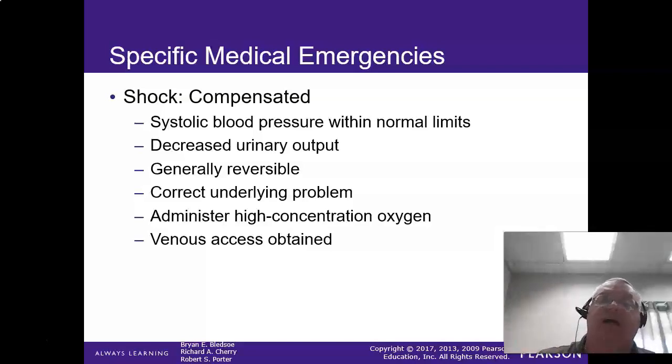But look for these other signs. Decreased urine output, again, the body is trying to hold on to fluid. Again, correct the underlying problems, and administer high flow O2. Get your venous access. Just understand that venous access, especially in a hypovolemic or distributive state, is going to be a little bit difficult. Matter of fact, in your hypovolemic states, you're probably going to have to be thinking IO at that point.